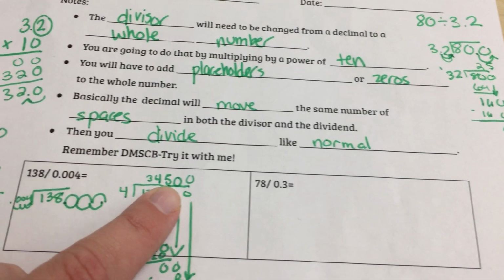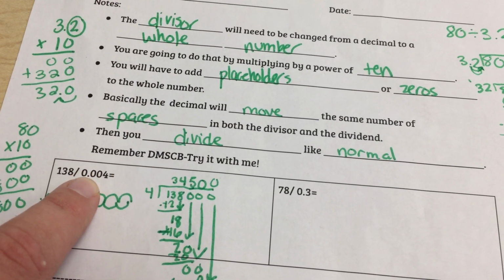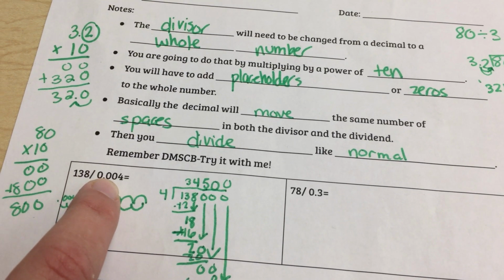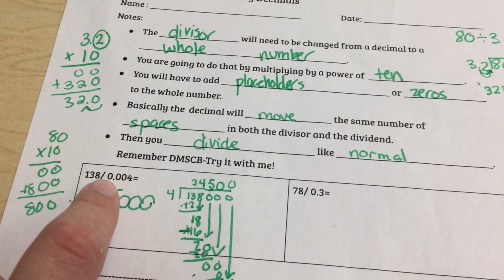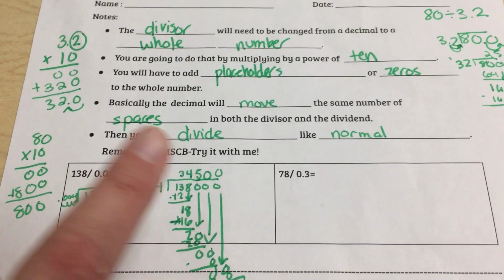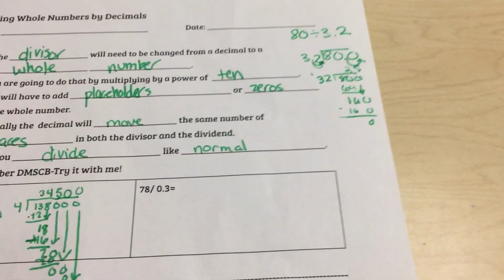I know this looks like a really big number, but if you think about it, this number is even way smaller than 1. So this is going to be divisible a lot of times, which is going to be a higher quotient. So go ahead and pause and try this one.